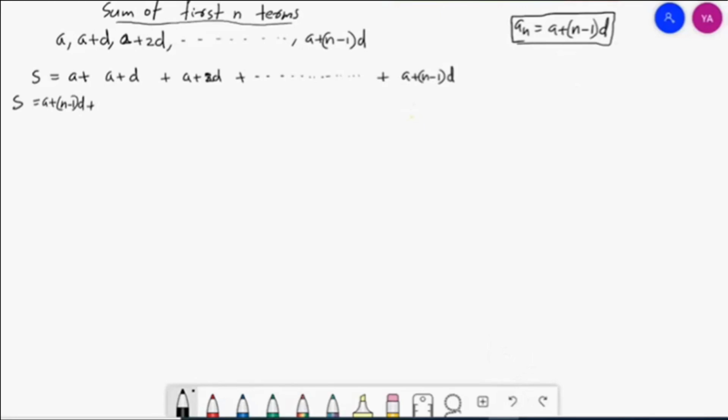A plus n minus 2d. Very good. A plus n minus 2d.